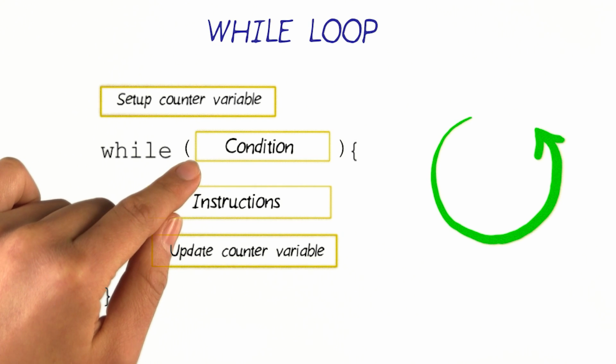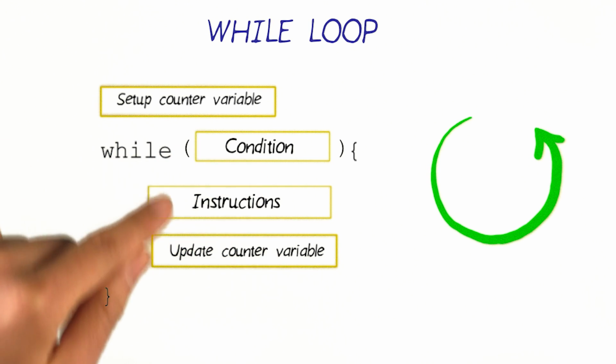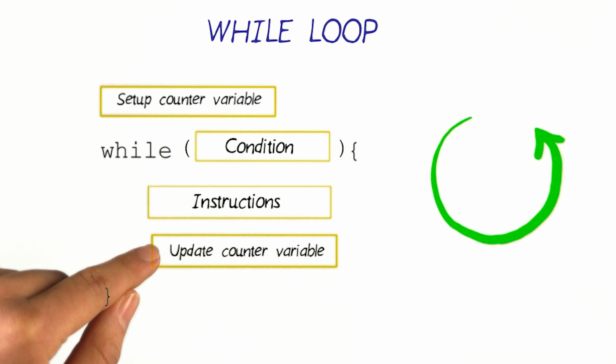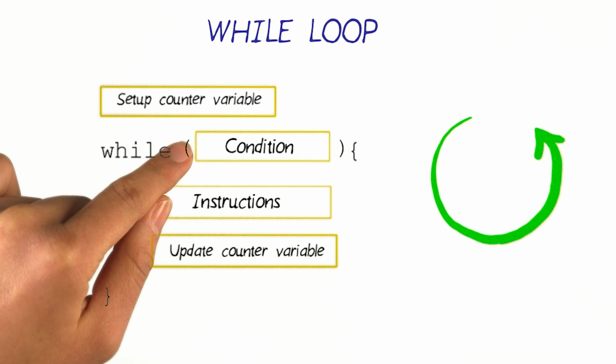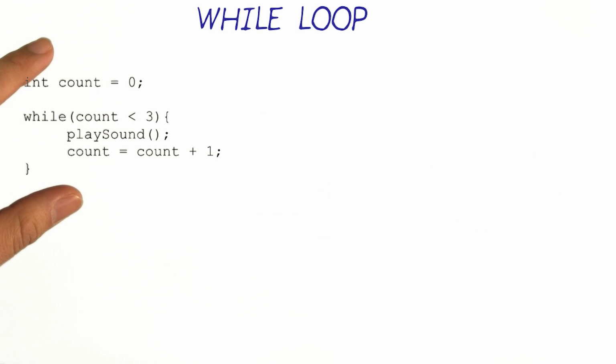Often the condition will be testing the state of a variable. So we can set up a counter variable before we begin the loop. And at the end of each iteration, so movement through, we can update that variable. And at some point, we're going to update the variable such that the condition will be false. And that causes us to exit the loop. So here's an example of the while loop. And it corresponds with the play sound example that we mentioned earlier.